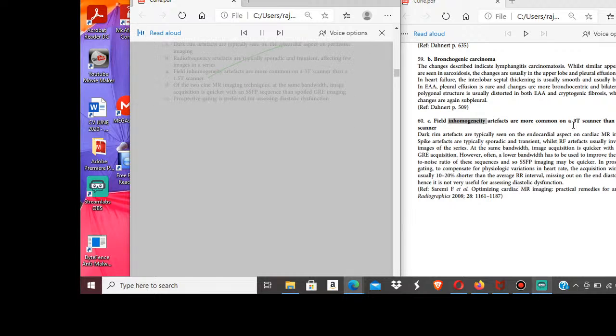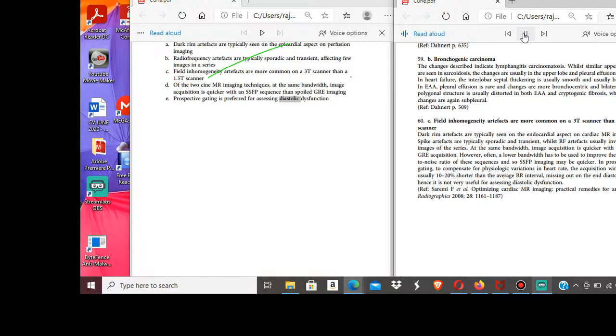A. Dark rim artifacts are typically seen on the epicardial aspect on perfusion imaging. B. Radiofrequency artifacts are typically sporadic and transient, affecting few images in a series. C. Field inhomogeneity artifacts are more common on a 3T scanner than a 1.5T scanner. D. Of the two cine MR imaging techniques, at the same bandwidth, image acquisition is quicker with an SSFP sequence than spoiled GRE imaging. E. Prospective gating is preferred for assessing diastolic function.